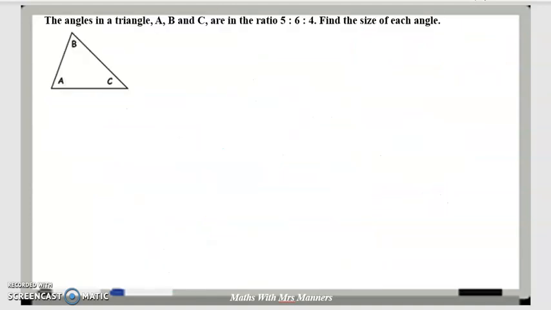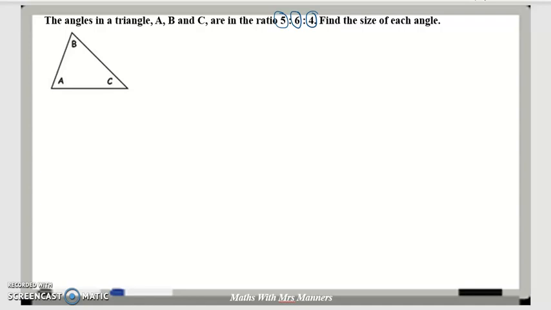All right, let's try it again. This time around we're going to look at a question with three different parts to our ratio. The method is exactly the same, but I just wanted you to see that you may not always have 2 parts, you might have 3 parts. The angles in a triangle A, B, and C are in the ratio 5 to 6 to 7. Find the size of each angle.